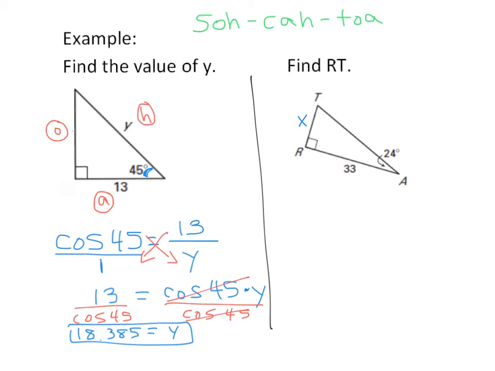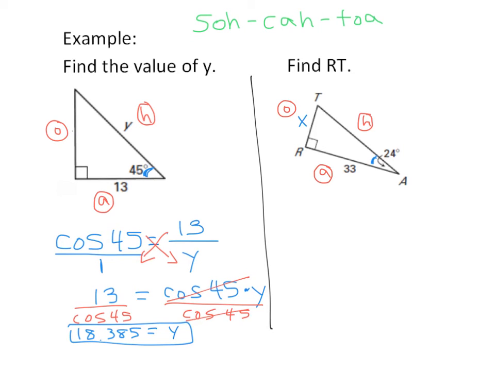Once again, I'm going to label my sides based on the angle that I am given. I'm given this 24-degree angle right here. Based on that angle, as always, here's my right angle. So across from the right angle is my hypotenuse. And then opposite of this 24-degree angle is this side over here, opposite. And that leaves the adjacent, that side there.